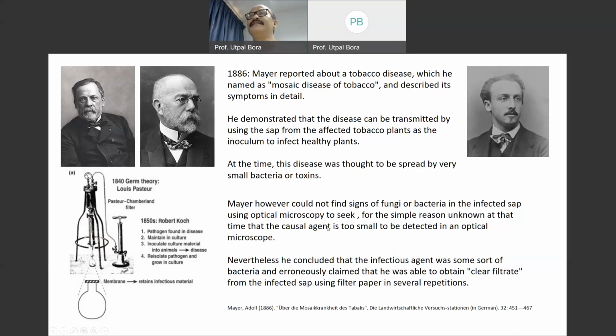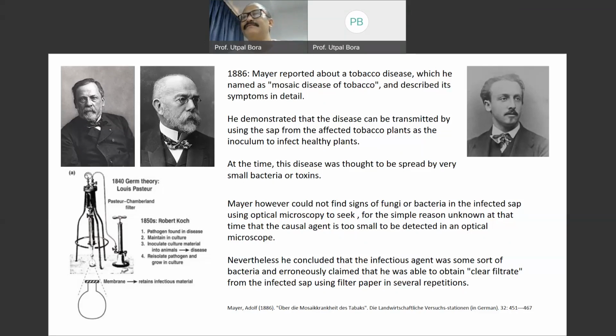But he could not find any signs of fungi or bacteria in the infected sap using optical microscopy. This was because it was not known to him what the causal agent was. And it was also not known to him that the causal agent is actually too small to be detected in an optical microscope. So it was not actually something like the small bacteria he thought about. Okay, so he could not detect it. But he made a conclusion, maybe in a hurry or due to some kind of error, that the infectious agent was some sort of bacteria.